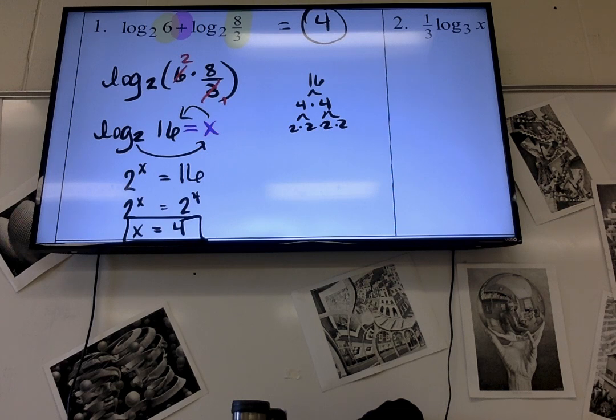What'd you do after 2 to the x equals? I broke down the 16 into 2's so they have the same base. And there were 4 2's here, so that's 2 to the 4th. And then since the big numbers are the same, the little numbers have to be the same. So x is equal to 4. Just because they're supposed to equal each other? Yeah, because of this equal sign right there.